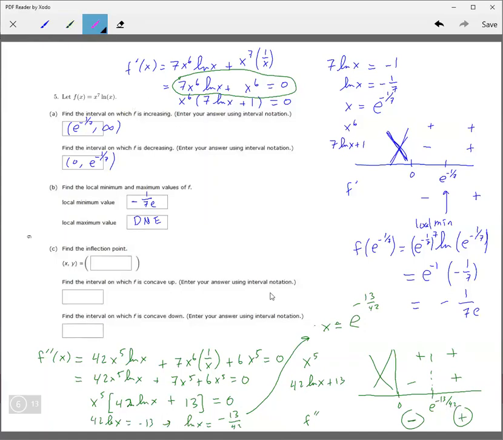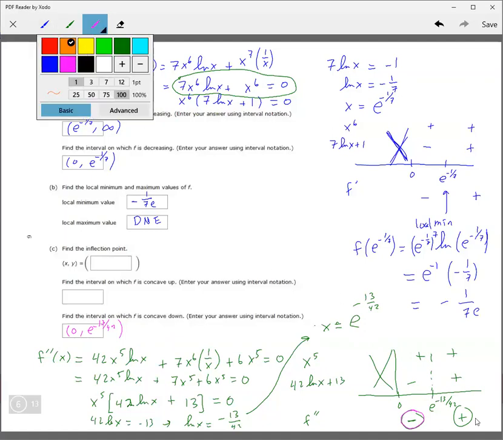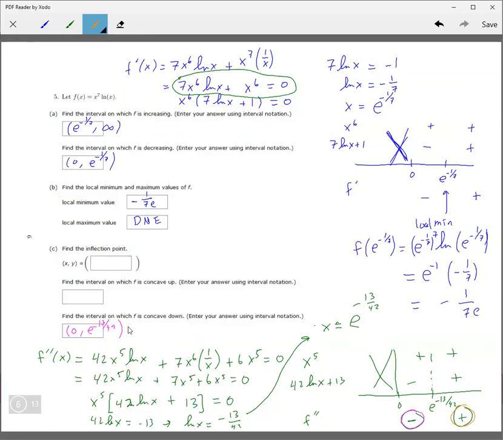Okay, so maybe I should color code this. So here you're concave down, and that would be 0 to e to the negative 13 over 42. And on this other one, we're concave up. So that would be e to the negative 13 over 42 to infinity.